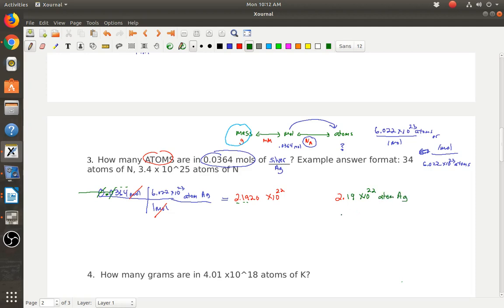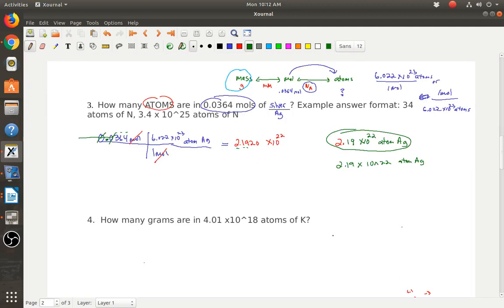When you put it in the computer, you would put 2.19 and maybe an X, and then 10 up caret 22. That's how you put that in, okay? And then atoms of silver. And anytime you type it in, I'm going to double check it. So this is the answer for this one. All right, let's go to the next one.